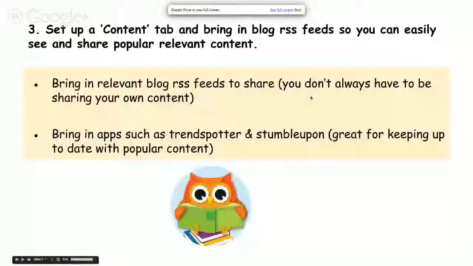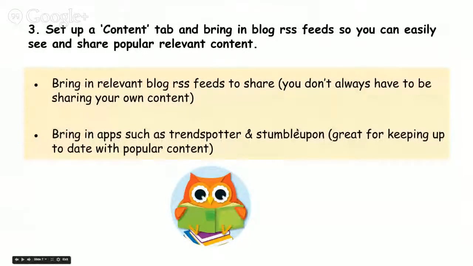So that's your content tab. So bring your relevant blog RSS feeds to share. You don't always have to be sharing your own content. In fact, you shouldn't always be sharing your own content. You should be doing a mixture, sharing other people's content as well, as long as it's good content and useful. And then bring in apps such as TrendSpotter and StumbleUpon, which are great for keeping an eye on trending popular content. So that's number 3.